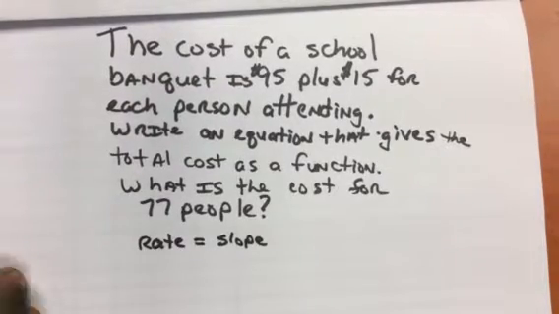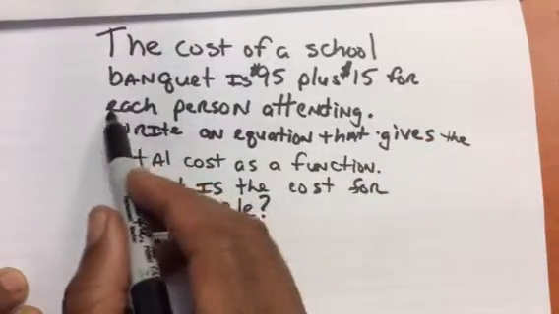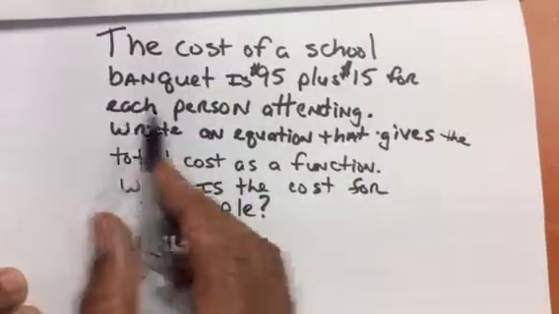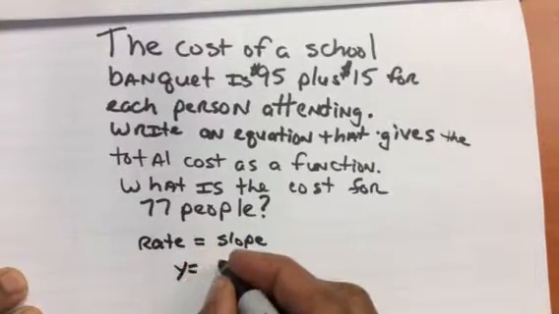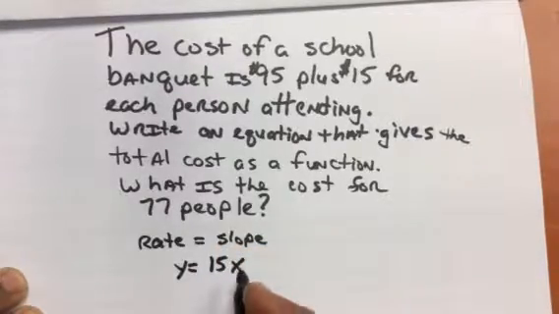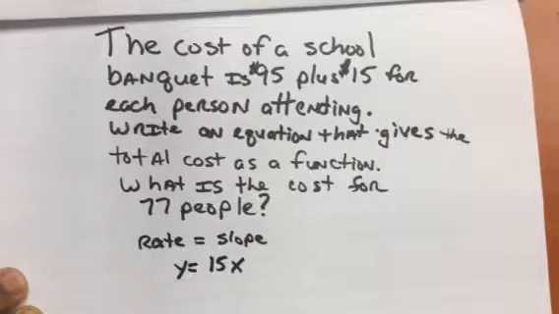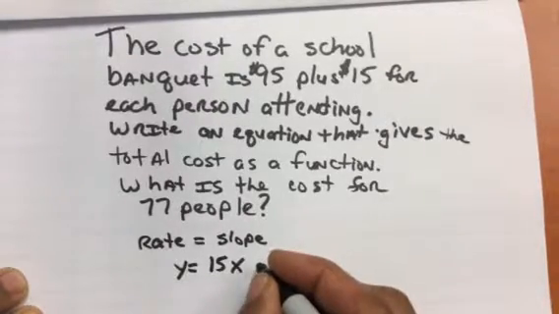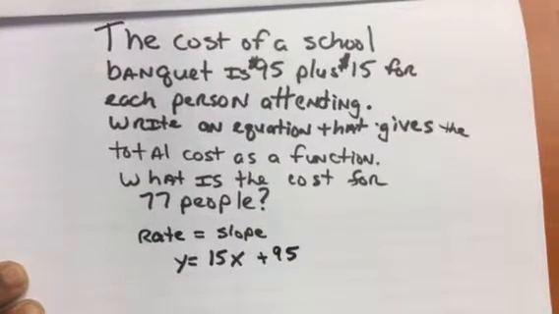So in this case, we have $15 for each person. So each would be our keyword. This is going to be our slope. So we can set it up as y is equal to 15x. And then even if no one attends this particular banquet, there's a $95 charge. So that's going to be our y-intercept.